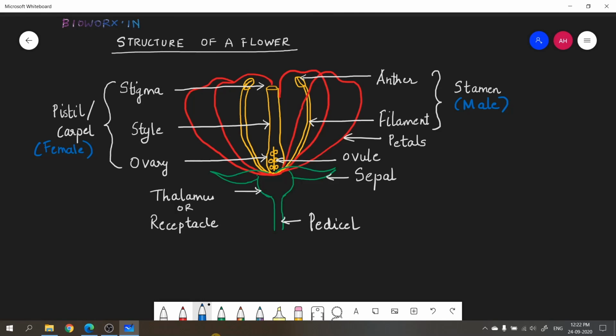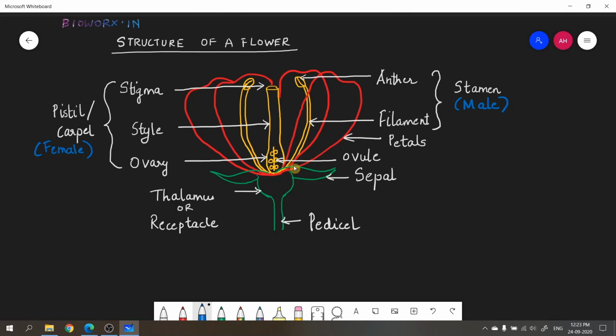Okay. So anther is the site where pollen grains are formed, right? We all know that pollen grains are produced in plants during the process of meiosis, and it is the anther where the pollen grains are produced. And anther is seen attached to this long slender tube which is called the filament, which holds the anther at a height so that pollen grains can be easily released and carried further to the stigma.